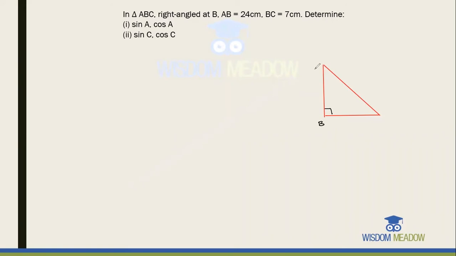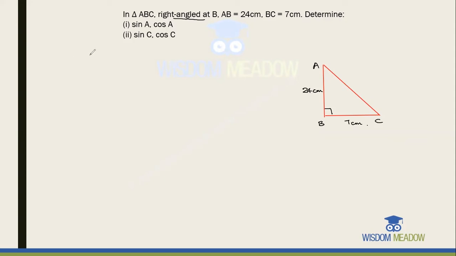Now you can name A and C however you like. The only important point was that it is right angled at B. So that's already been taken care of. Now AB is given as 24 centimeter. BC is given as 7 centimeter. So before we start solving for this, we will have to find the missing side, that is AC. To find AC, we can use Pythagoras theorem.